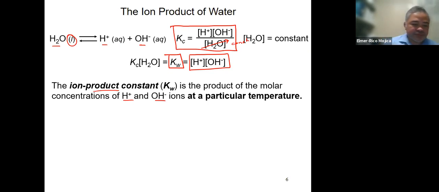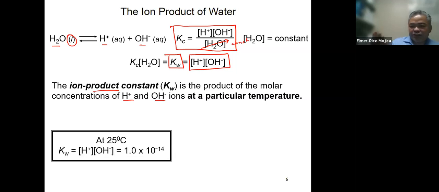Okay. Now, if you're going to look at this ion product, usually at 25 degrees Celsius, the value that is given to that is this. And depending on which one is more, H plus or OH minus, it can tell you whether your solution is acidic, basic, or neutral. So the 1.0 times 10 to the negative 14 just tells you that that's the product of the ions that you have, H plus and OH minus, or H3O plus and OH minus.